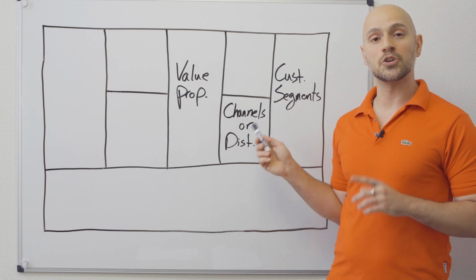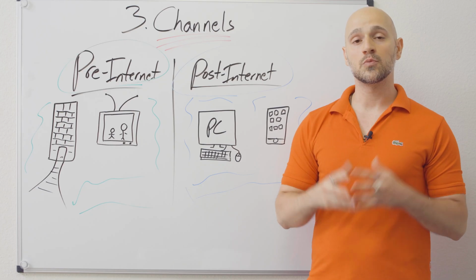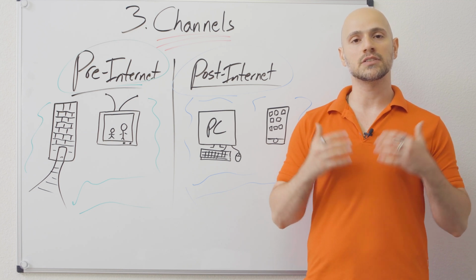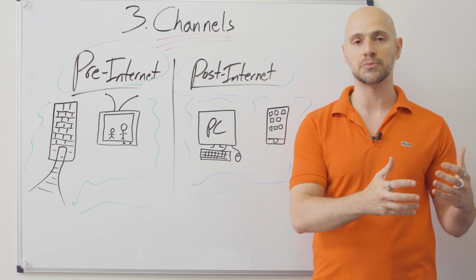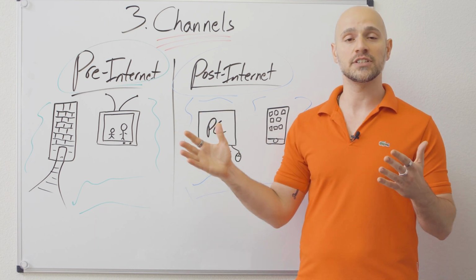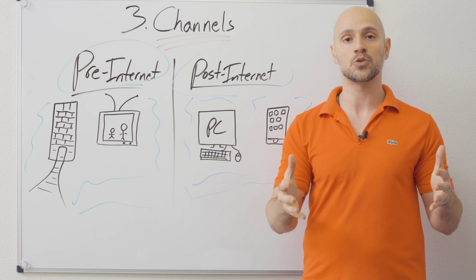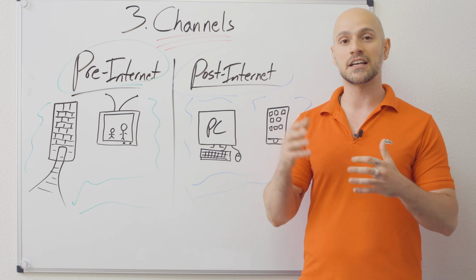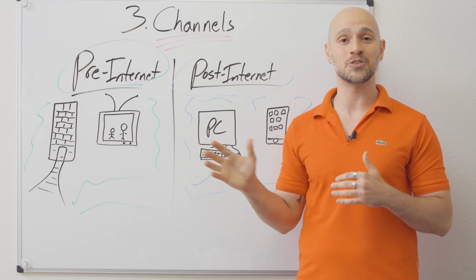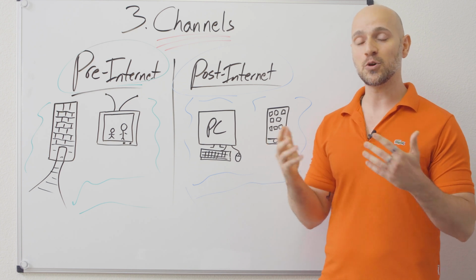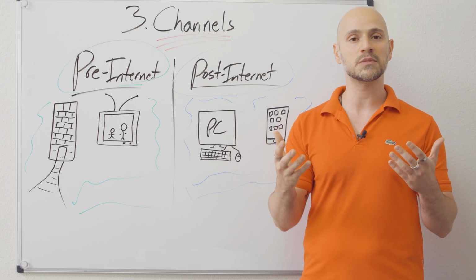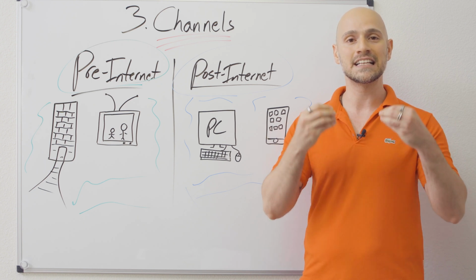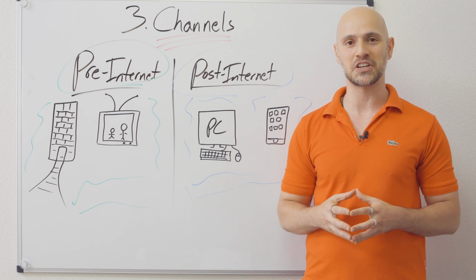The third box is your channels or your distribution. When we're thinking about channels, we're thinking about distribution, right? How do you actually get your product or your service to the customer? Pre-internet, it was done through retail, like the physical store location, or maybe an infomercial on the TV or on the radio. Post-internet, most of it is done either on the computer or some kind of mobile device and through services like Amazon Prime, where they deliver the product on demand to the customer.